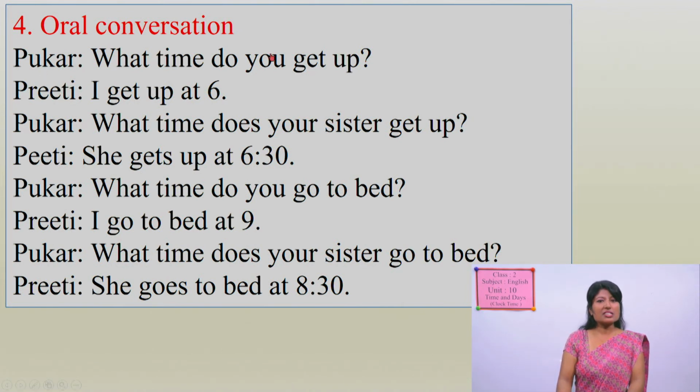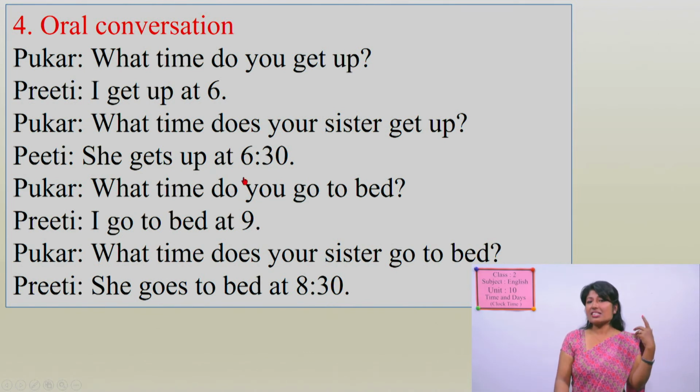Pukar, what time do you get up? What time do you get up? Preeti, I get up at 6. Pukar, what time does your sister get up? Preeti, she gets up at 6:30. 6:30. Pukar, what time do you go to bed? Preeti, I go to bed at 9. 9 means 9 o'clock. Pukar, what time does your sister go to bed? She goes to bed at 8:30.